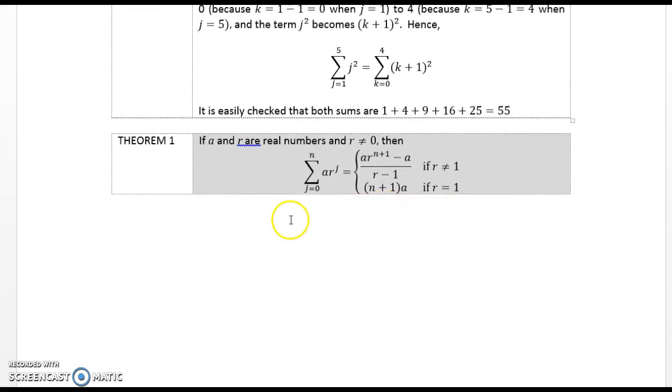Theorem 1. If a and r are real numbers, and r not equal to 0, then the sum from j equals 0 to n of a r to the power j is, if r not equal to 1, a r to the n plus 1 minus a over r minus 1, or if r is equal to 1, n plus 1 times a.